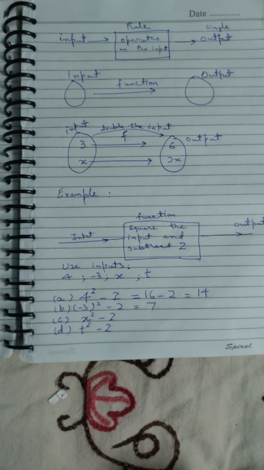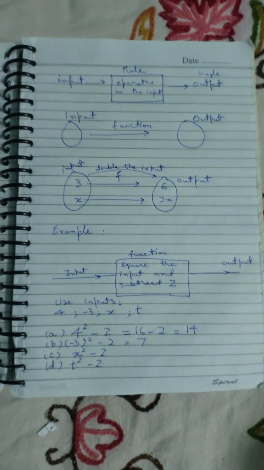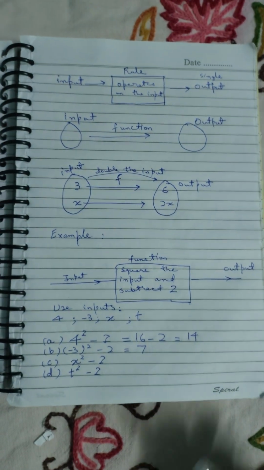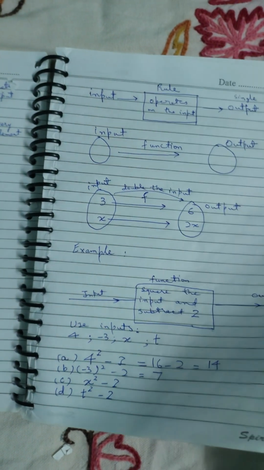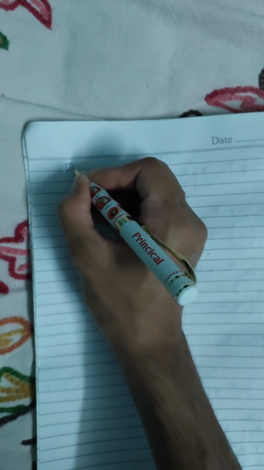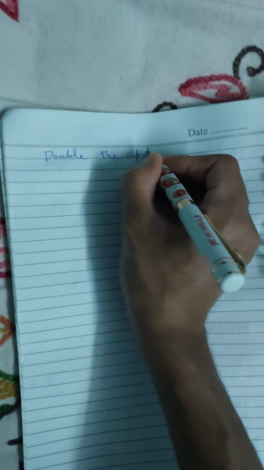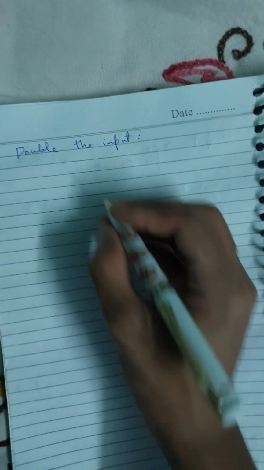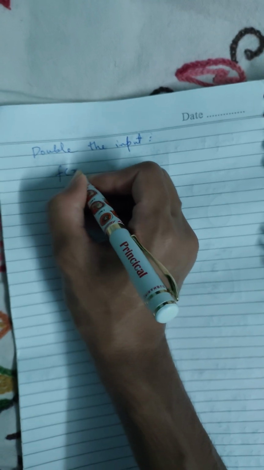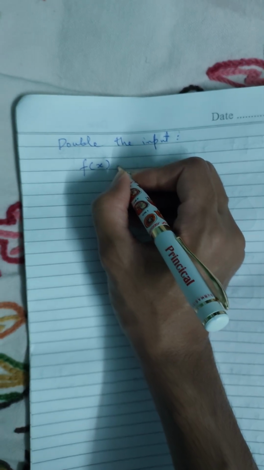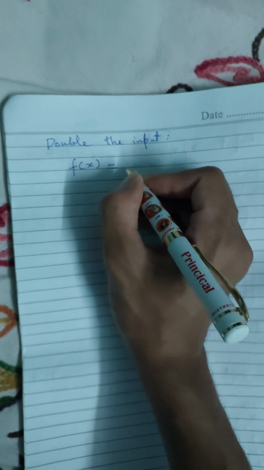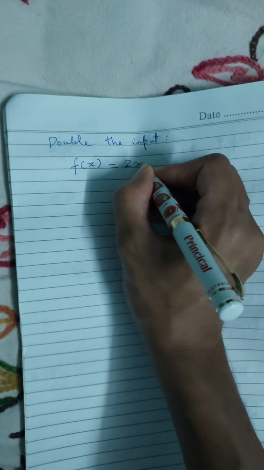How do we write this? Double the input. We commonly write this as f of x, this is read as f of x is equal to 2x. This is how it's written most commonly.